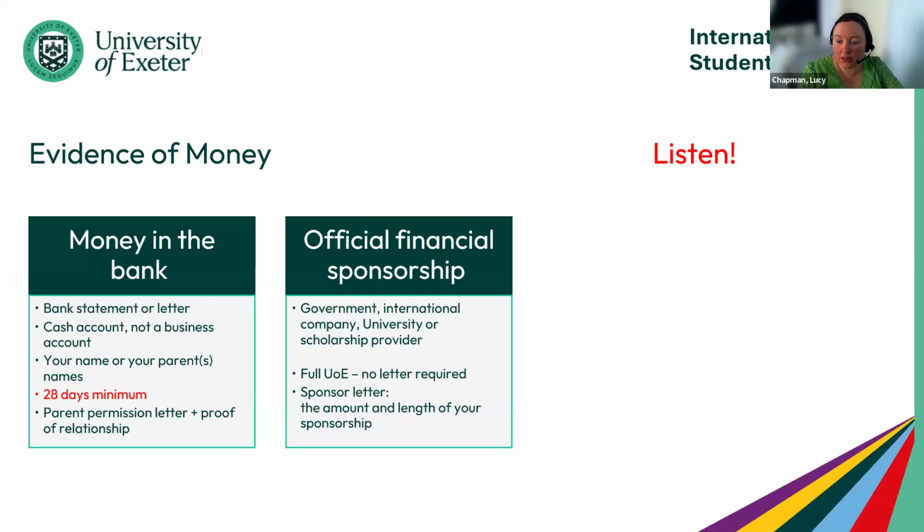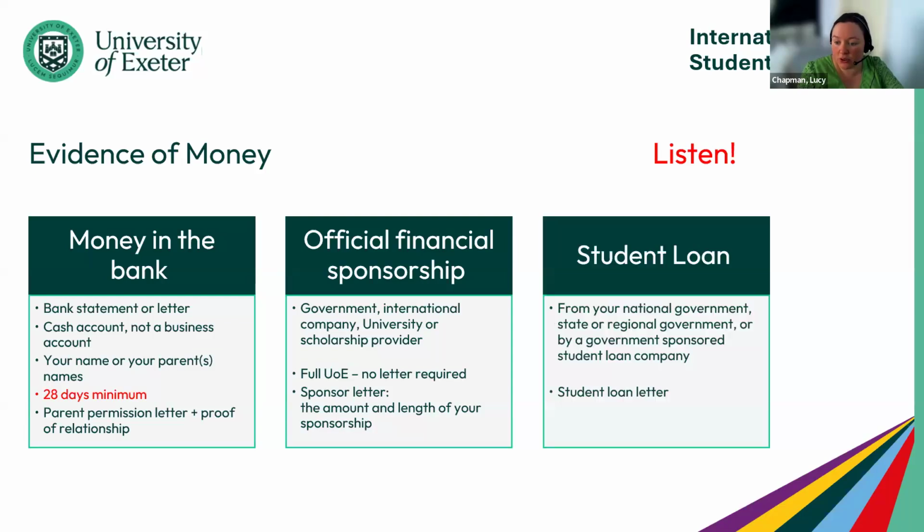If your official sponsor pays for any part of your costs, you must supplement your sponsor letter with a bank statement. You can therefore use a combination of ways to show you have the full amount available to you. And finally, if you're relying on a student loan, you will need a student loan letter. This should come from your national, state, or regional government, or from a government-sponsored student loan company.